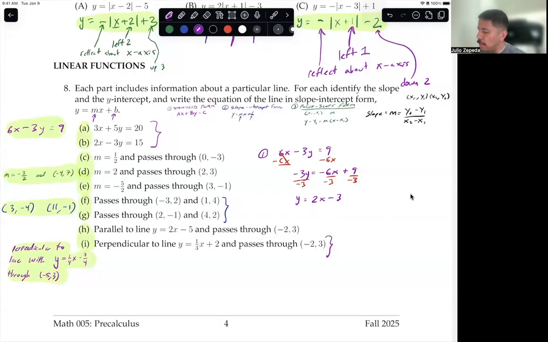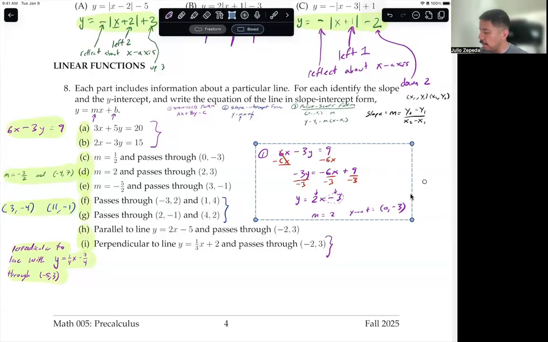That means the slope, m, is going to be equal to 2. And the y-intercept is going to be the point 0, comma, negative 3. The number coefficient of the x is the slope, and the other constant coefficient is going to be the y-coordinate of the y-intercept. The x-coordinate of a y-intercept is always 0. Okay, so 0, negative 3.